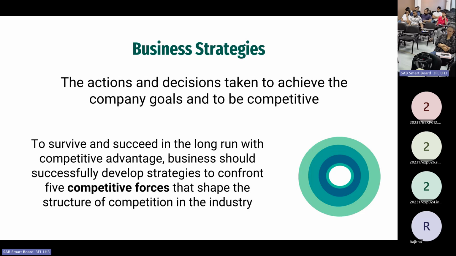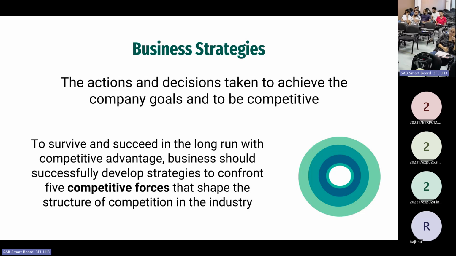Have you heard about Michael Porter? Management, you read management fundamentals. Harshini, okay, yes, Michael Porter. But if you are forgetting, it's okay. But if you can remember a little bit, it's good, right?